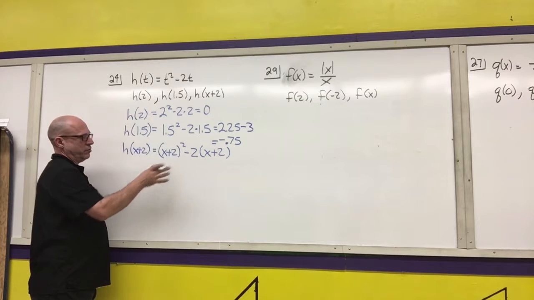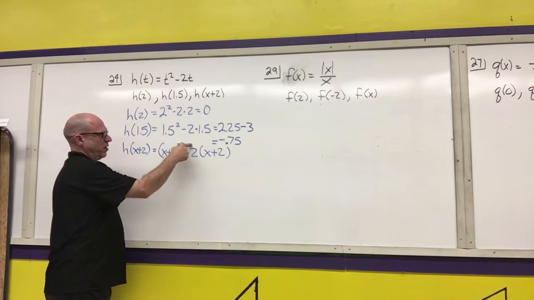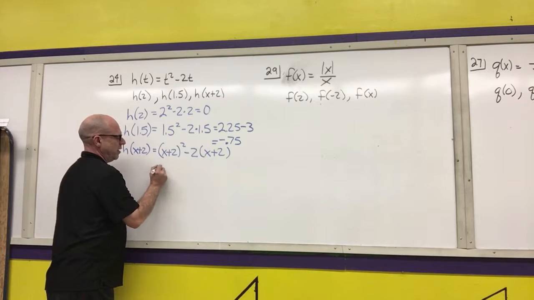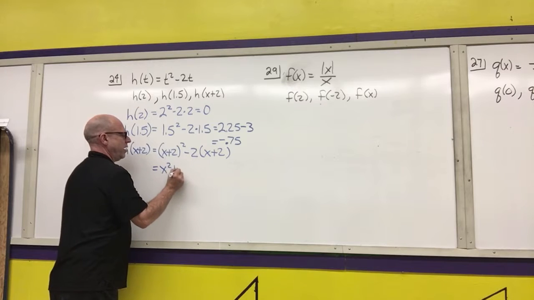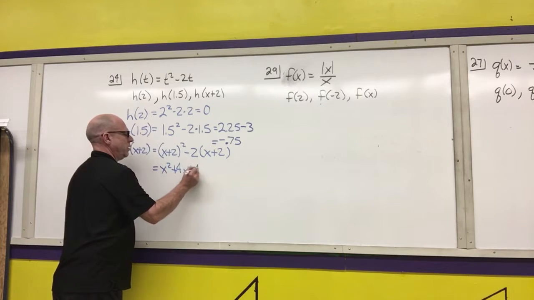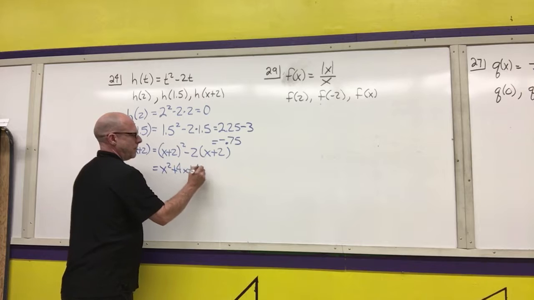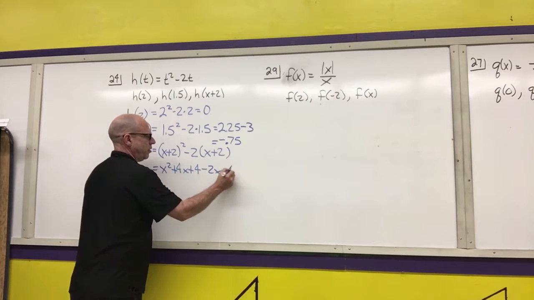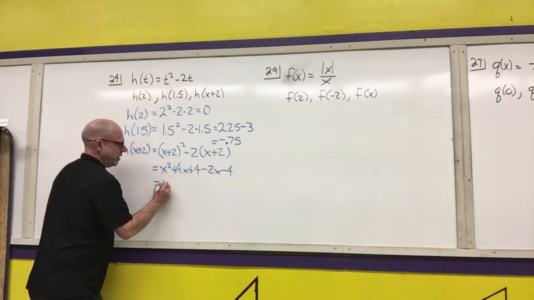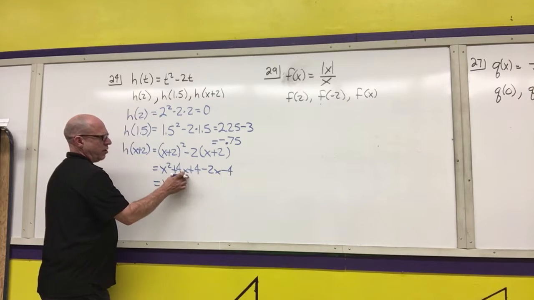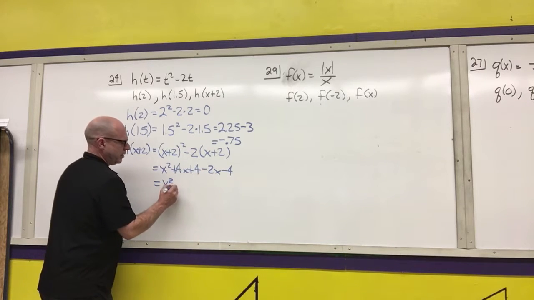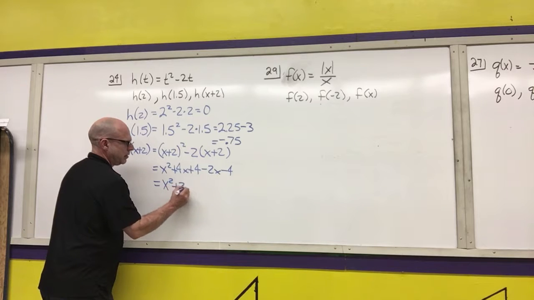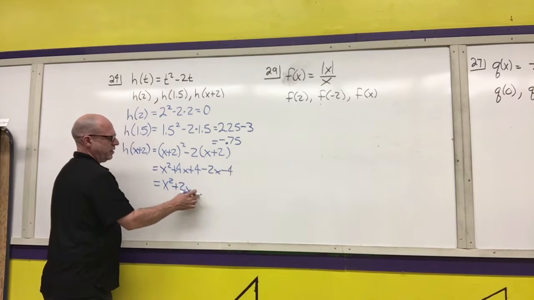Now I'm going to simplify this. I'm going to square the binomial, which gives me x squared plus 4x plus 4. Distribute the negative 2, minus 2x. Negative 2 times 2 is minus 4. Finally, I have x squared. 4x minus 2x is 2x. And 4 minus 4 is 0.